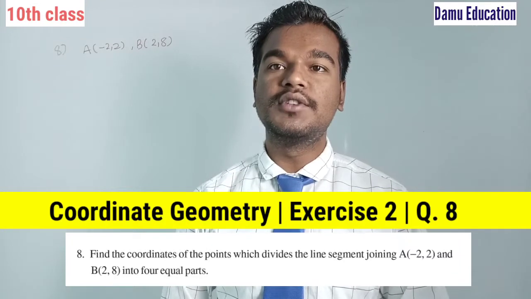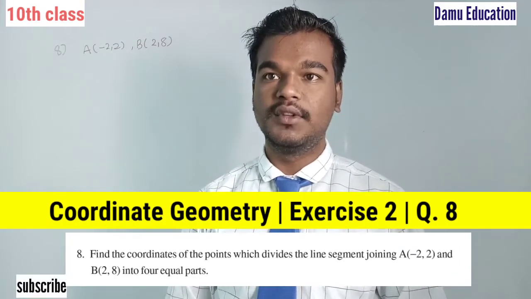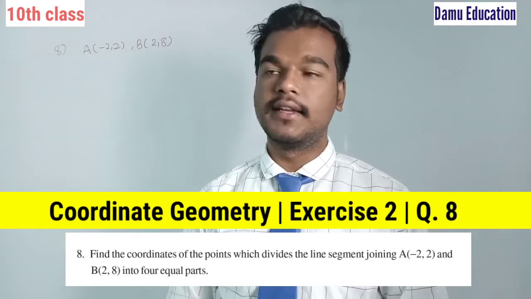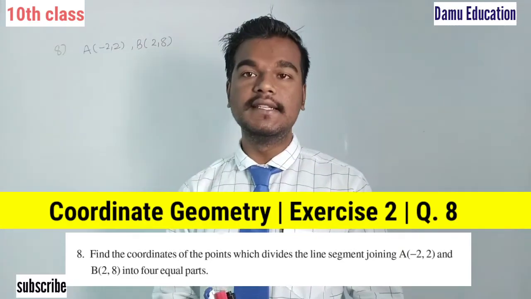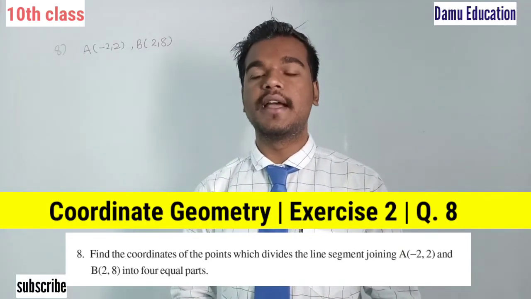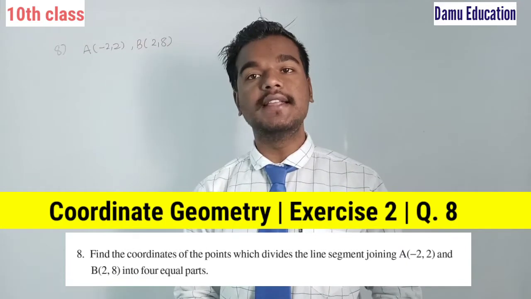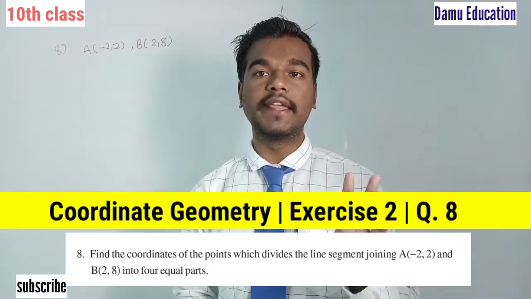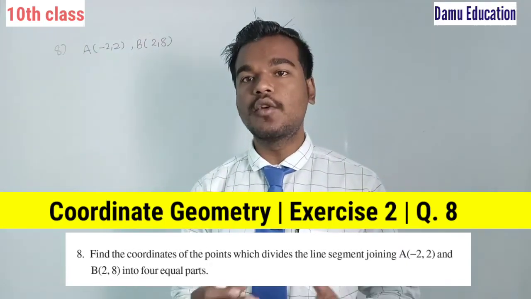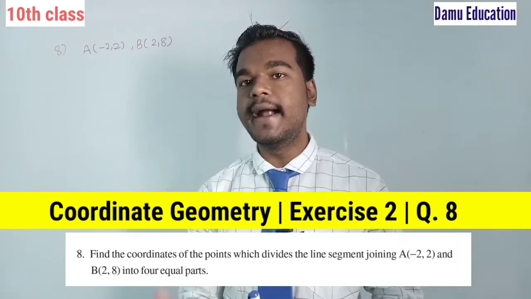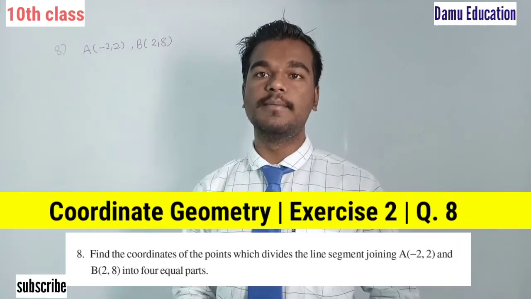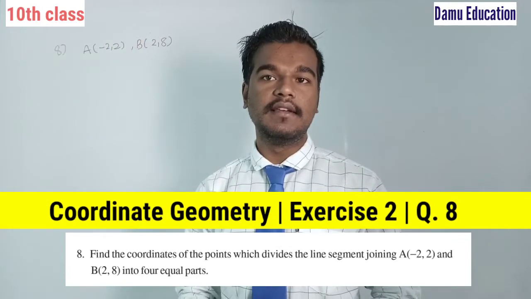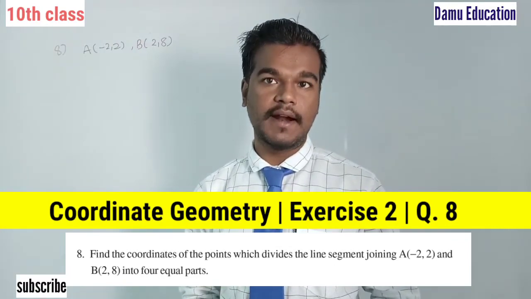So in this module, we are going to discuss our eighth question. What is given here is two coordinates, A and B. Those two coordinates are joined by one line segment, and that line segment is divided into four equal parts. So what are the coordinates which will divide the line segment joined by A and B? We have to find it into four equal parts.